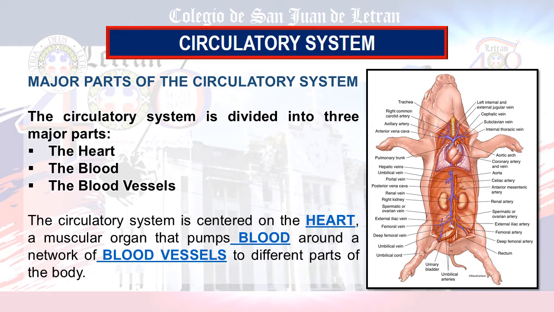Let's now move on to the major parts of the circulatory system, which is divided into three major parts. We have the heart, blood, and blood vessels. The circulatory system is a network composed of the heart as a centralized muscular pumping organ, blood vessels that distribute blood throughout the body, and the blood itself for transportation of different substances.